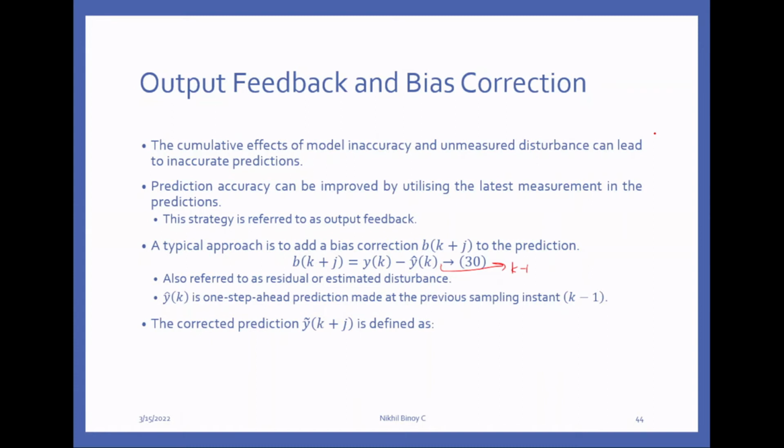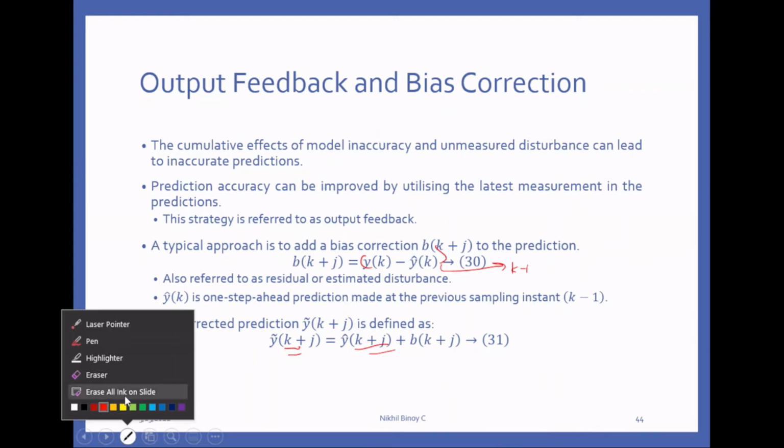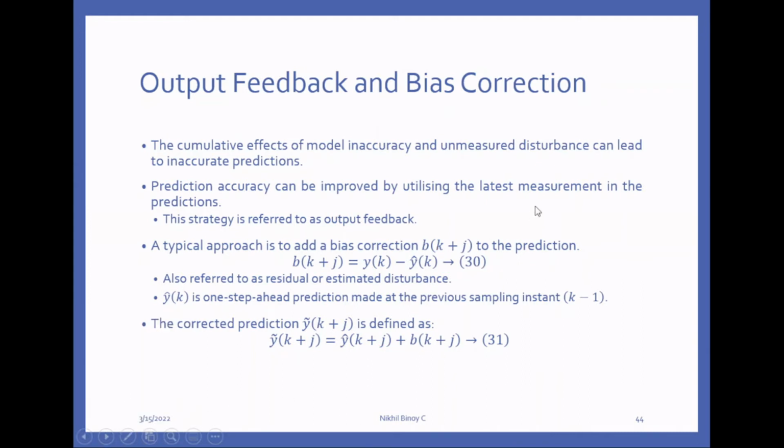So the corrected prediction y nu(k+j) is defined as y nu(k+j) equal to y cap(k+j) plus b(k+j). Means by using this difference, this value is modified into this value. So we can write y nu(k+j) is equal to y cap(k+j) plus the scalar difference y(k) minus y cap(k). So it is equation number 32.